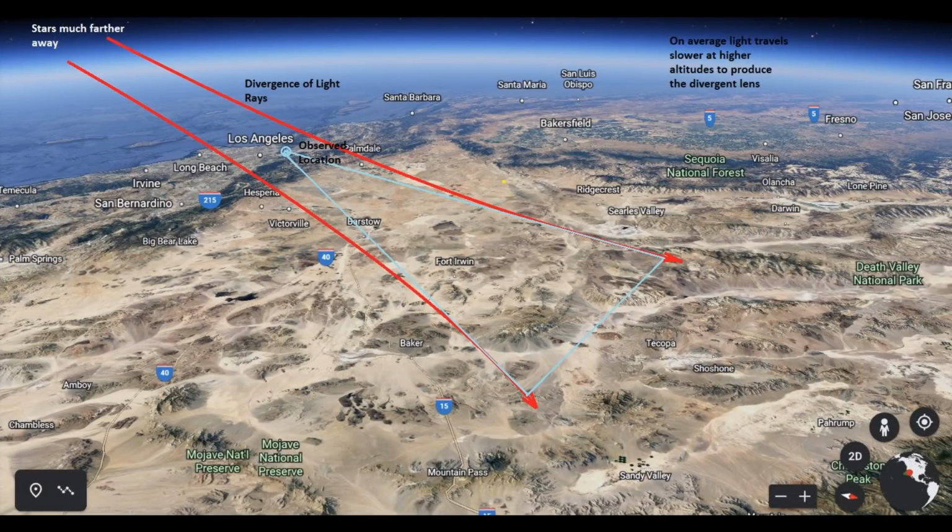Light from distant stars diverges as it enters and approaches the surface. It's a divergent phenomenon which produces virtual images. So the stars are not really there.